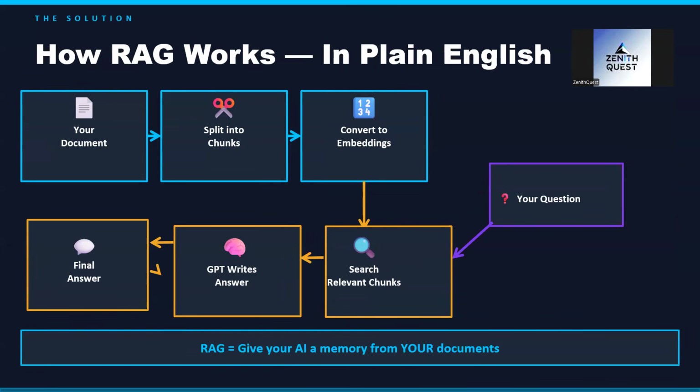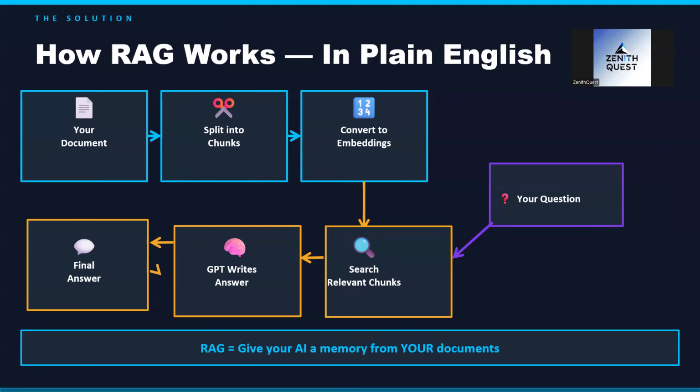So now let me explain how RAG actually works. I will keep this very simple. Okay, no PhD required. Step one, your document goes in. It could be a PDF, a Word file, or anything. Step two, we split it into small chunks. Think of it like cutting a book into individual pages. Step three, each chunk gets converted into numbers. These are called embeddings. Think of it as a fingerprint for each piece of text.